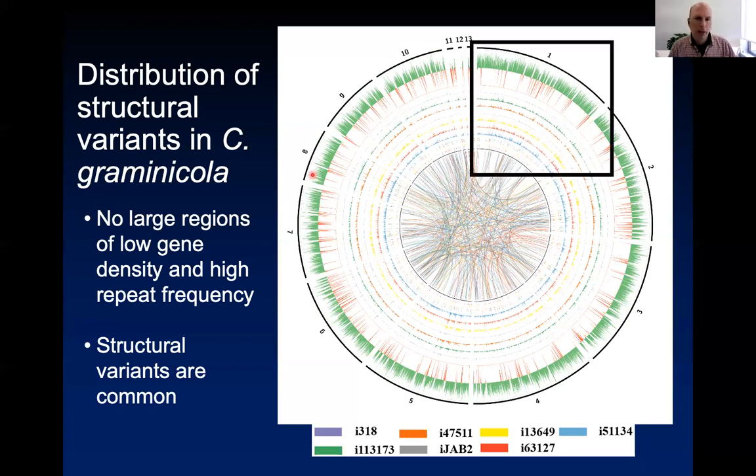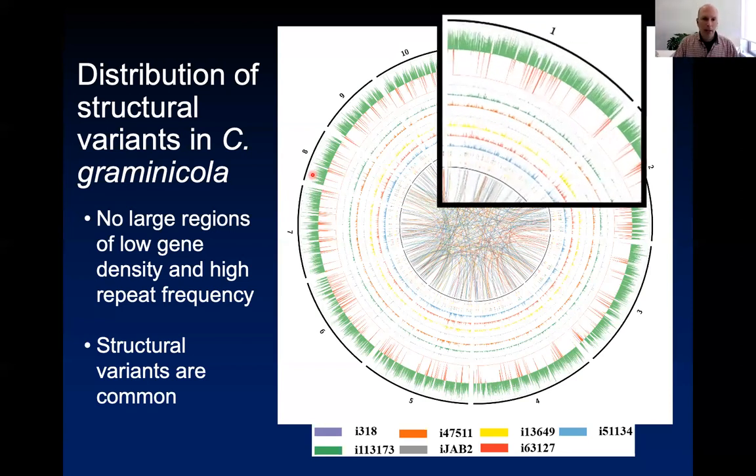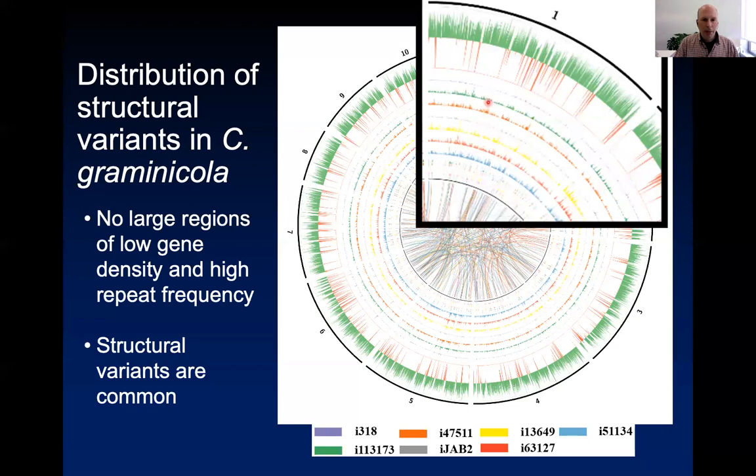Now I'll just zoom in on chromosome 1 so we can look at it in more detail. These histograms down here represent the distribution of structural variants. And the two things that I want to point out is that, first of all, there are a lot of structural variants. Structural variants seem to be very common based on this analysis, and they're not compartmentalized as they are in some other fungi. Okay, so they seem to be scattered all across the chromosome as well.